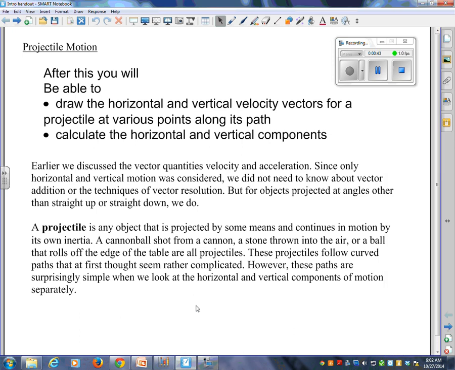Earlier we discussed the vector quantities velocity and acceleration. Since only horizontal and vertical motion is considered, we did not need to know about vector addition or techniques of vector resolution, but for objects projected at angles other than straight up or straight down, we do. We've already done vector addition and whatnot, so basically we are simply going to be combining horizontal and vertical together. It's sort of the reverse of what we did before.